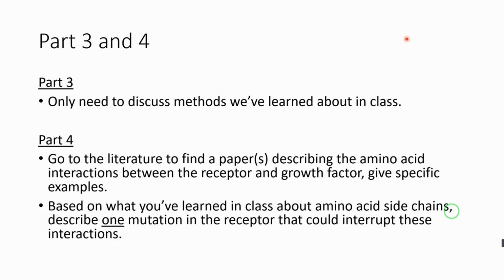And then based on what you've learned in class about amino acid side chains, describe one mutation in the receptor that could interrupt these interactions. And this could be something you found in the literature, or you can just hypothesize about how changing an amino acid would affect certain interactions. And that's the last slide.